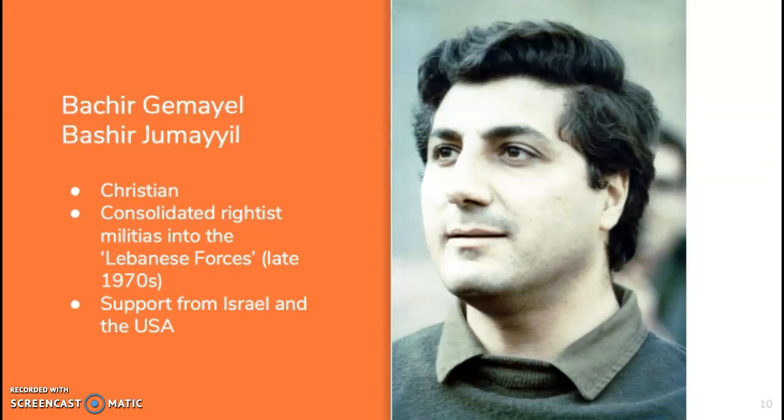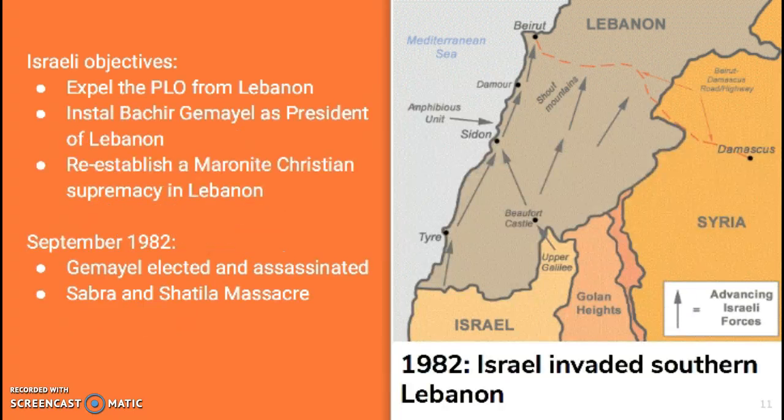Emerging as a leader is Bashar Gemayel, the son of a noted politician, and he will quite violently consolidate the rightist militias into what he calls the Lebanese Forces, and will begin to collect some support from Israel and the USA in the meantime. He's looking really to reassert Maronite authority in Lebanon and hopes that one of the ways that can be done is an arrangement or an agreement with Israel.